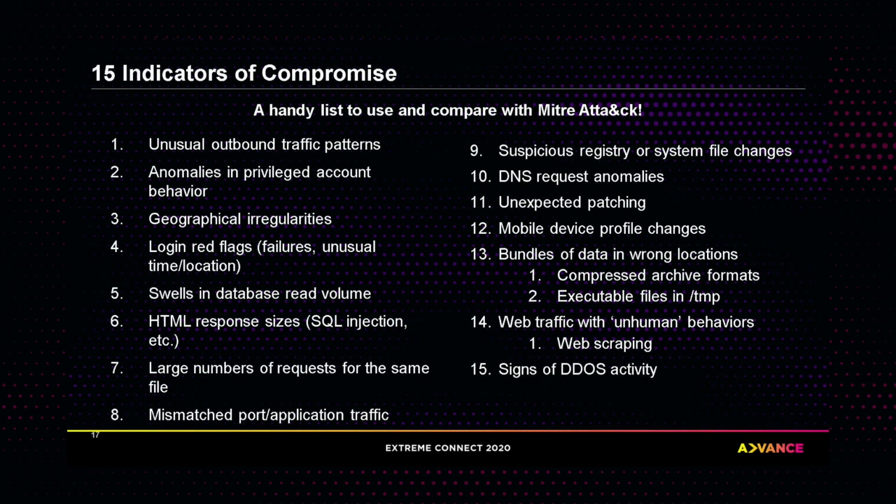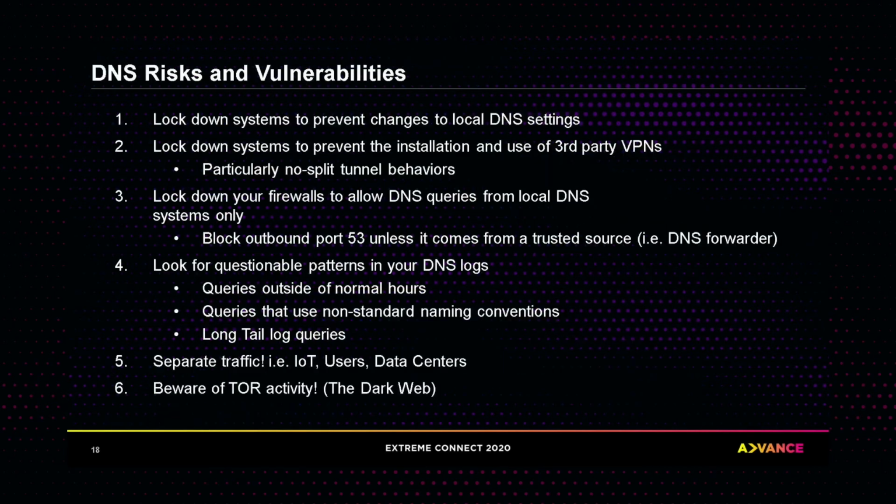Large numbers of requests for the same file, mismatched port application type, DNS request anomalies. I'm not going to go through all of these. They are available to you. And we do provide these in an ebook that we'll make available to you. You can get access to them at the Extreme Networks website. And this ebook goes through these 15 indicators of compromise as well as the top 10 practices that we talked about.